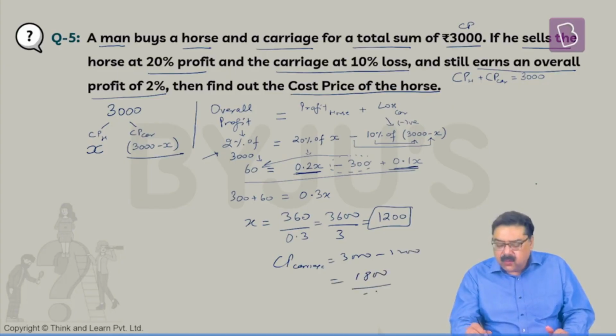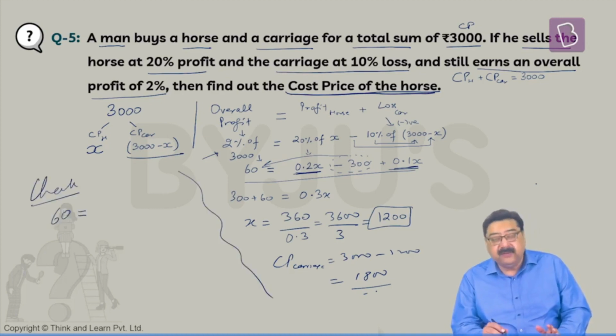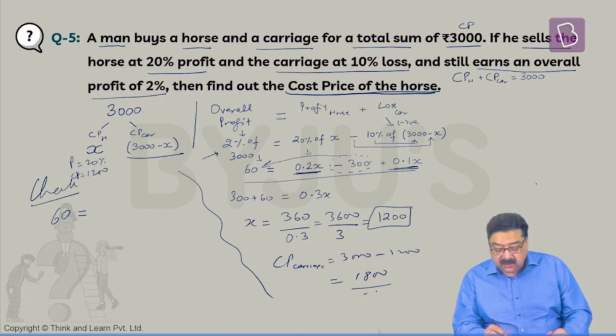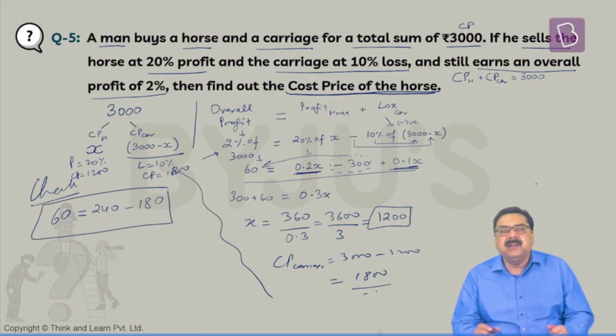But we want the cost price of the horse. So if you want, you can perform a check here, and that is rupees 60 is the overall profit. Now 20% is the profit made on selling the horse. Cost price here is 1200, so 20% of that will be rupees 240. Minus the loss made here, which is 10%, and the cost price is 1800 as you just found out. So it shall be 180. So this fits in. 60 is equal to 240 minus 180.